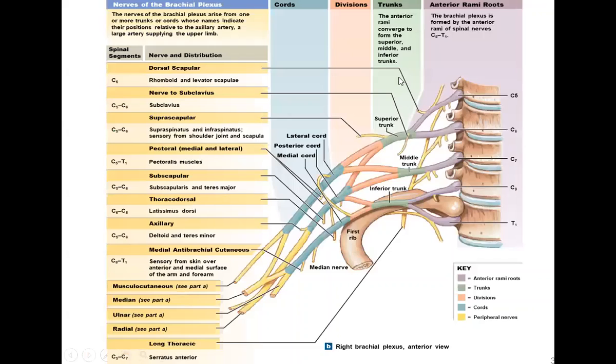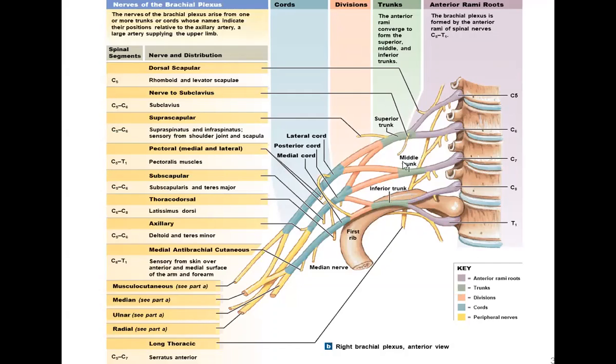So let me show you a picture as I talk through this. You can see here C5 through T1. So here's our spinal nerves that we will start with. So the anterior rami roots, C5 through T1. Let's see if I can move that down. The trunks are going to be how these roots all converge, and we're going to form a superior, a middle, and an inferior trunk. Now look at what's happening. We've got C5 and C6 coming together to give us a trunk. We've got C7, who has its own trunk, and then C8 and T1 coming together to give us an inferior trunk.